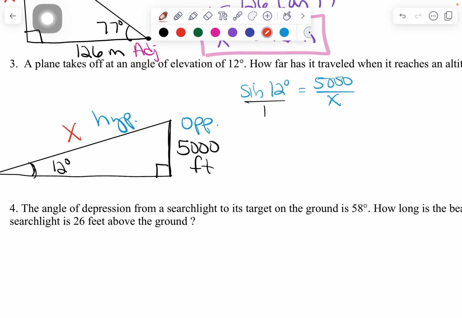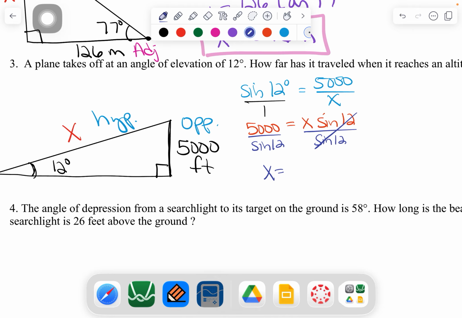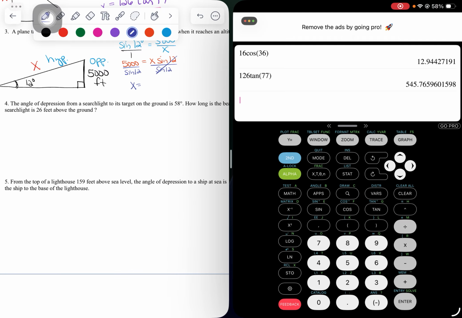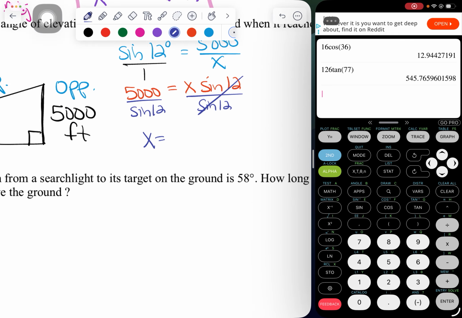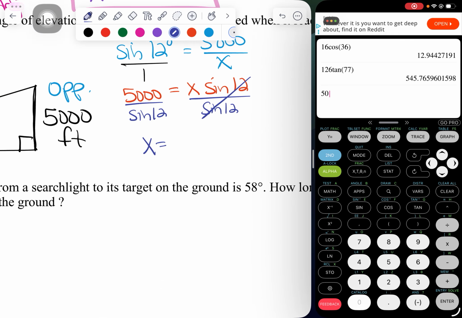Let's go ahead and cross multiply. So we're going to have 5,000 is equal to x times the sine of 12. x is not yet by itself, so let's divide by the sine of 12 here, divide by the sine of 12 here. And I'm going to put in the calculator whatever 5,000 divided by the sine of 12 is, because that's not going to happen in my head at all, even a little bit. So 5,000 divided by the sine of 12.